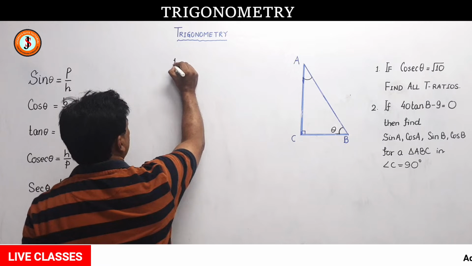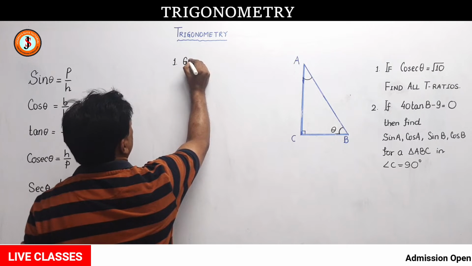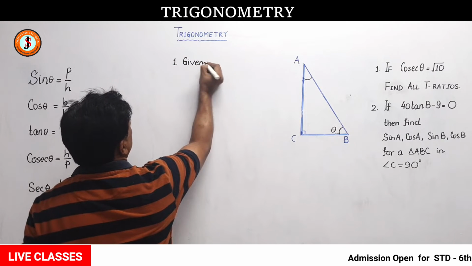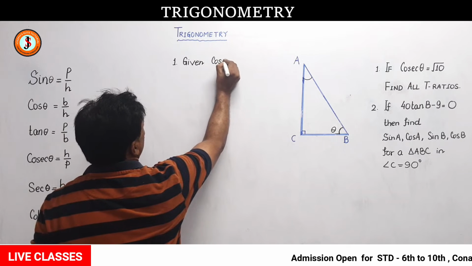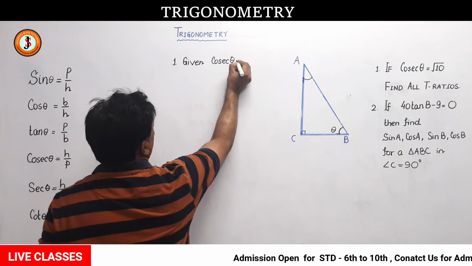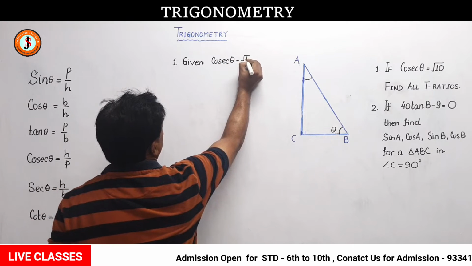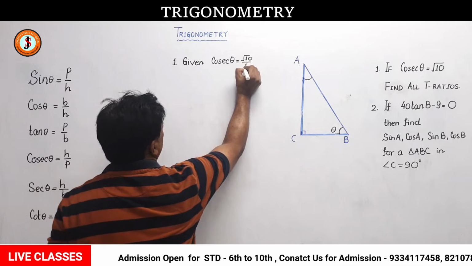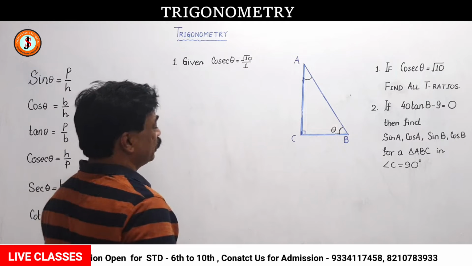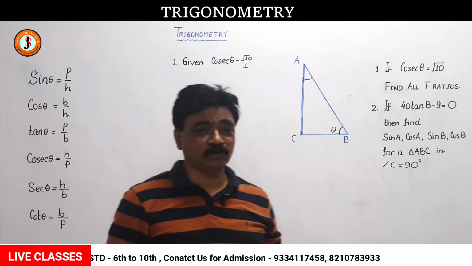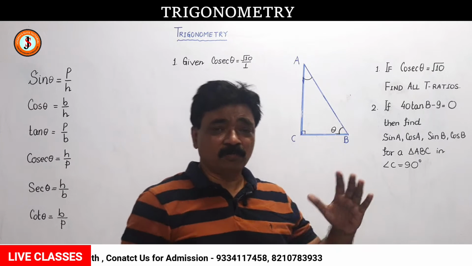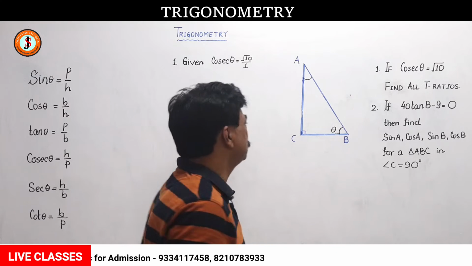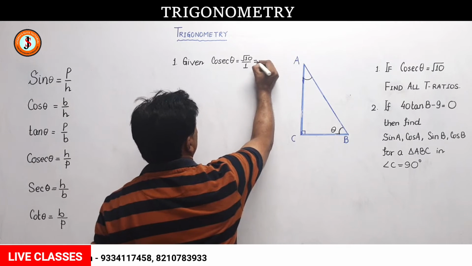Question number 1. Given is cosec theta is equal to root 10. Obviously, if there is no denominator, 1 can be the denominator. Now we know that cosec is the reciprocal ratio of sine. So sine is perpendicular by hypotenuse, and this is the ratio given for hypotenuse by perpendicular.